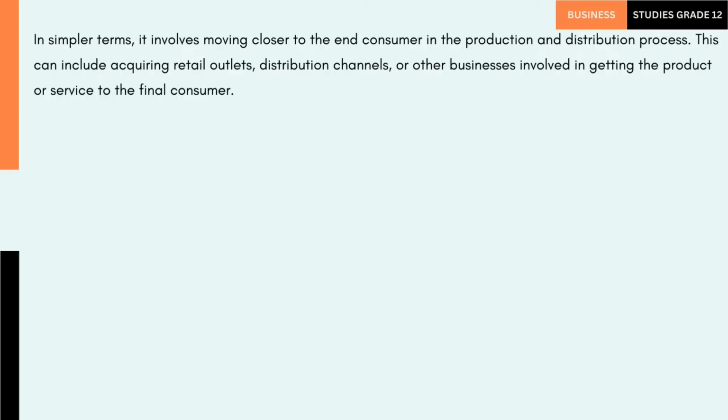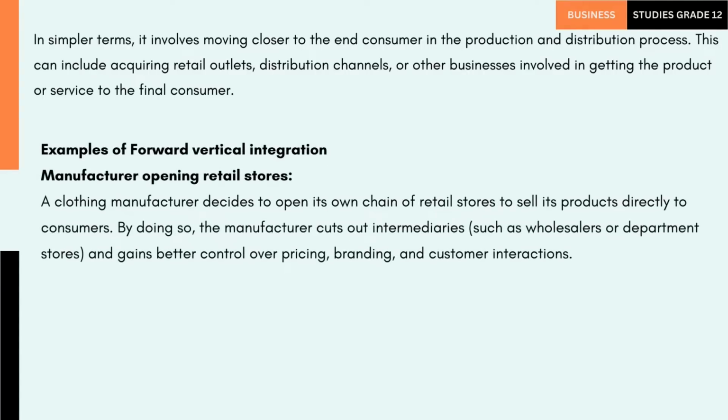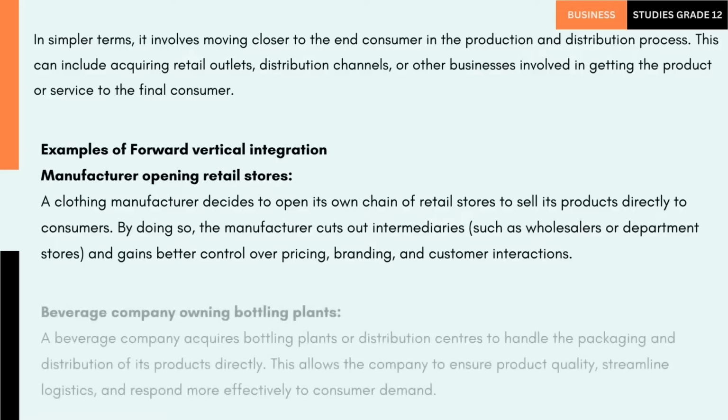This can include acquiring retail outlets, distribution channels, or other businesses involved in getting the product or service to the final consumer. Examples of forward vertical integration. Manufacturer opening retail stores. A clothing manufacturer decides to open its own chain of retail stores to sell its products directly to consumers. By doing so, the manufacturer cuts out intermediaries, such as wholesalers or department stores, and gains better control over pricing, branding, and customer interactions.